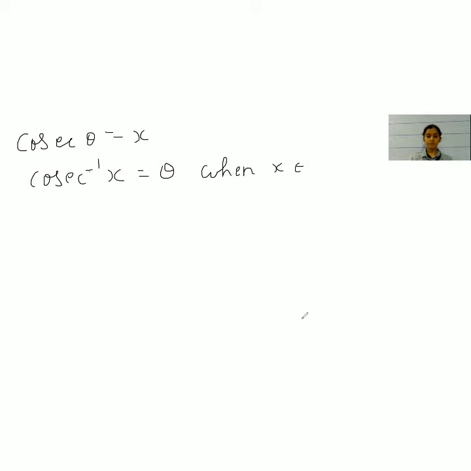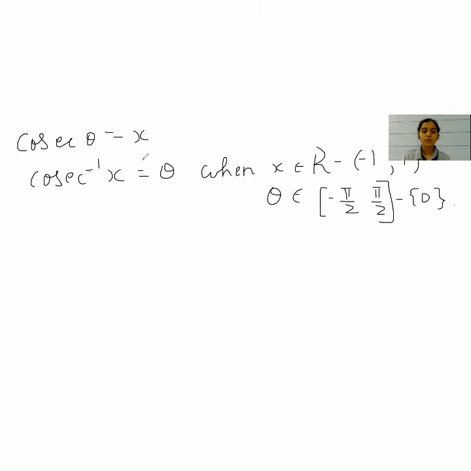That is cosec theta. So cosec theta is equal to x. Now, when will cosec inverse x exist? For which values, or for what range? So cosec inverse x is equal to theta when x belongs to R minus 1 comma 1 and theta belongs to minus pi by 2 to pi by 2 minus 0.